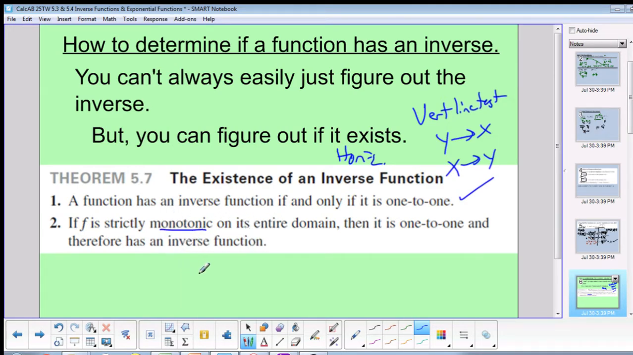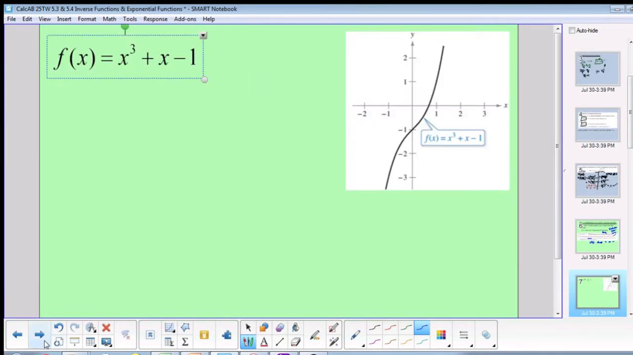And if you remember, that means the derivative, f prime of x, is always positive or negative. It doesn't flip. It's always positive for everything on the domain. All right? So let's use those.